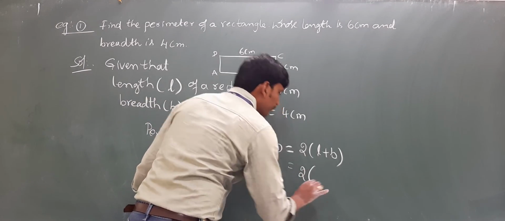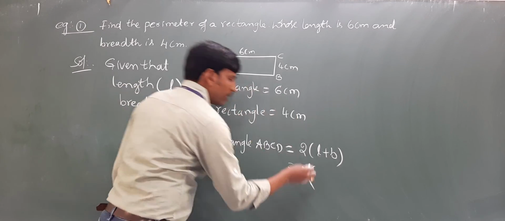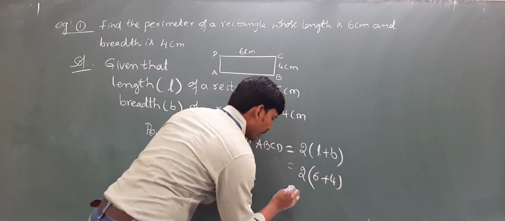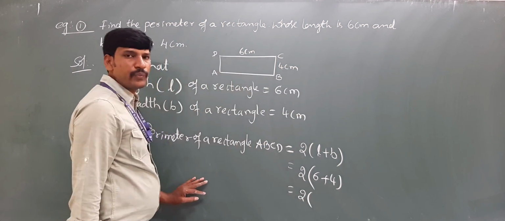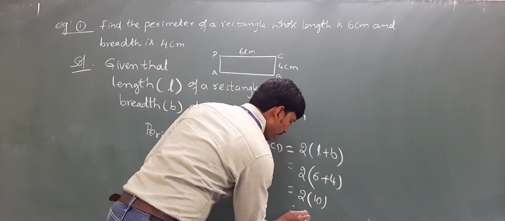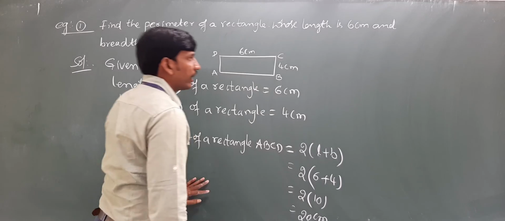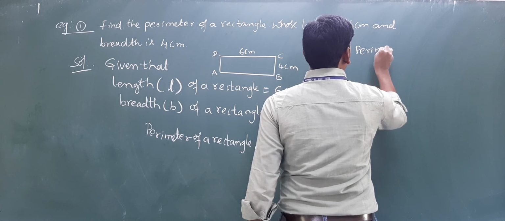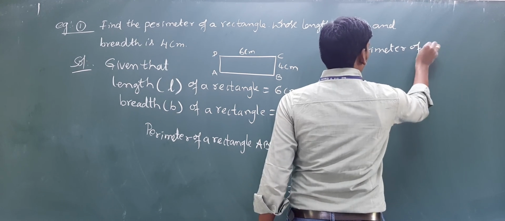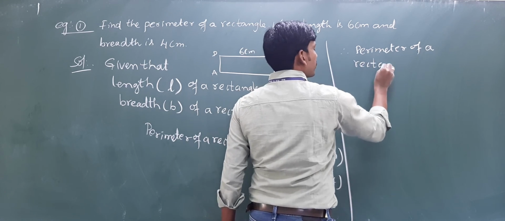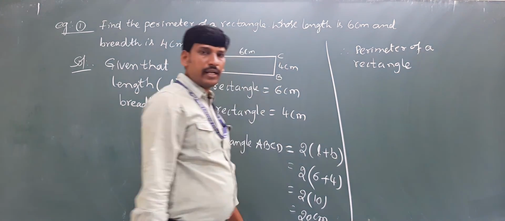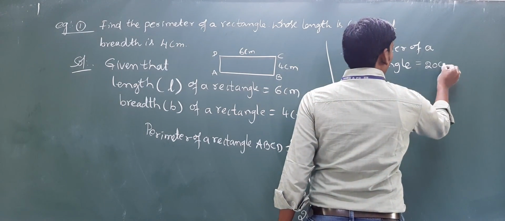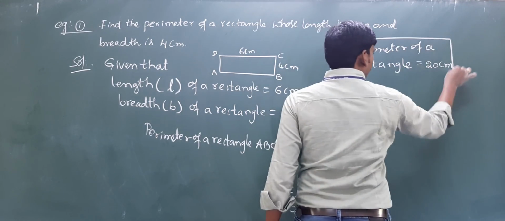So now 2 into, what is the length here? L is equal to 6 centimeters, plus, what is the breadth value here? Breadth is equal to 4 centimeters. Substituting, 2 into 6 plus 4 is how much? 10. 2 tens are 20 centimeters. So finally, write the therefore statement. Therefore, perimeter of a rectangle is equal to 20 centimeters. This is your final answer.